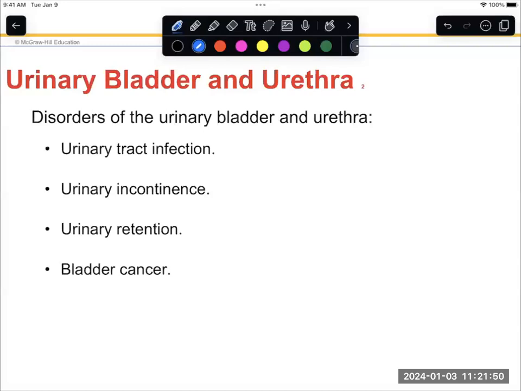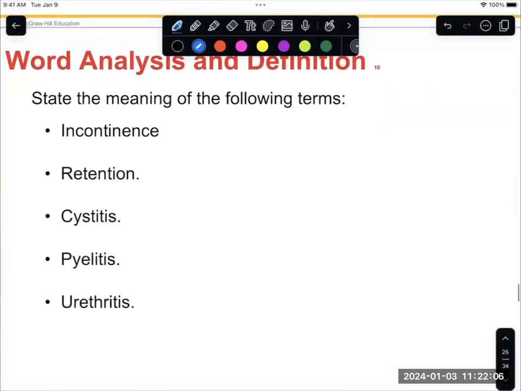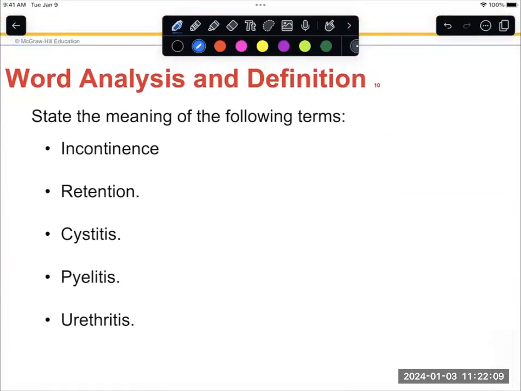Bladder cancer is more common in males than females. Cigarette smoking causes more than 50% of bladder cancer cases. Incontinence is the inability to prevent the expulsion of urine, so you can't hold urine in your bladder. Retention is holding back urine involuntarily. I mentioned some reasons why.